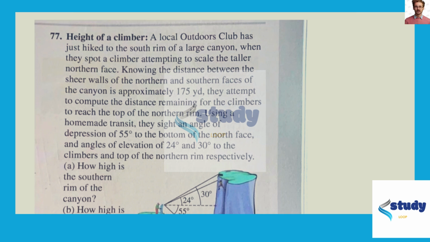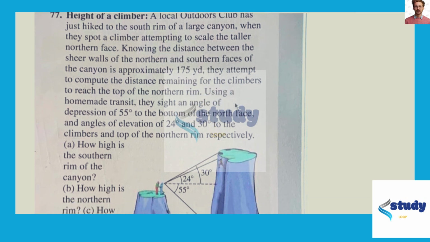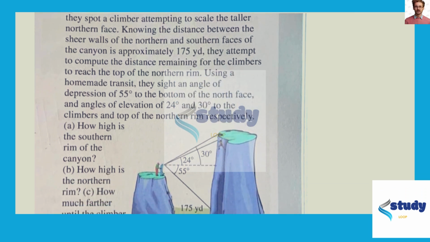Aloha Outdoors Club has just hiked to the south rim of a large canyon when they spot a climber attempting to scale the taller northern face. Knowing the distance between the sheer walls of the northern and southern faces of the canyon is approximately 175 yards, they attempt to compute the distance remaining for the climbers to reach the top of the northern rim.